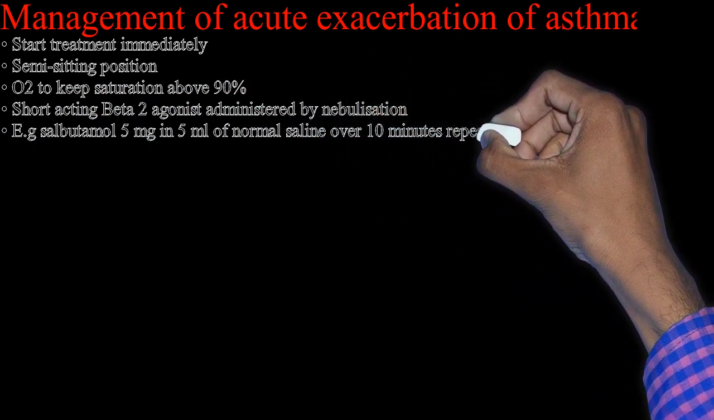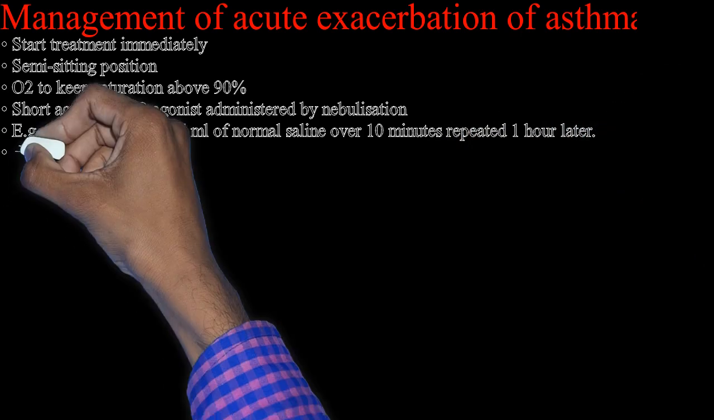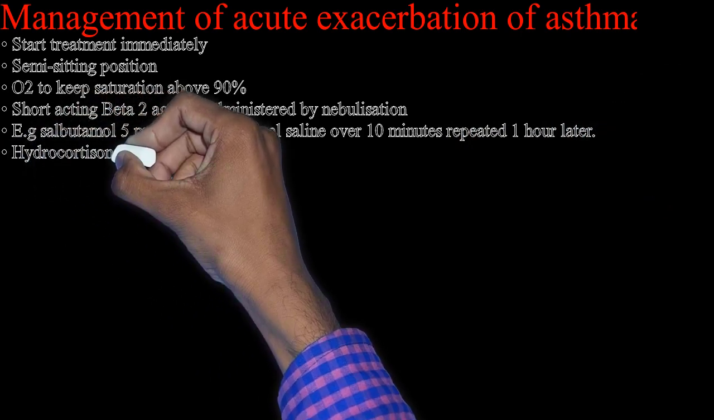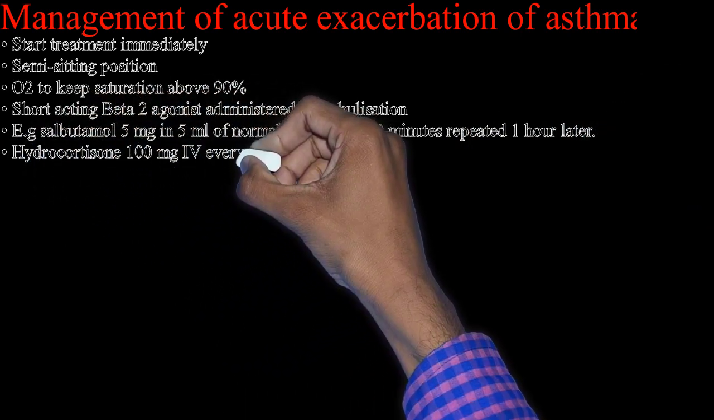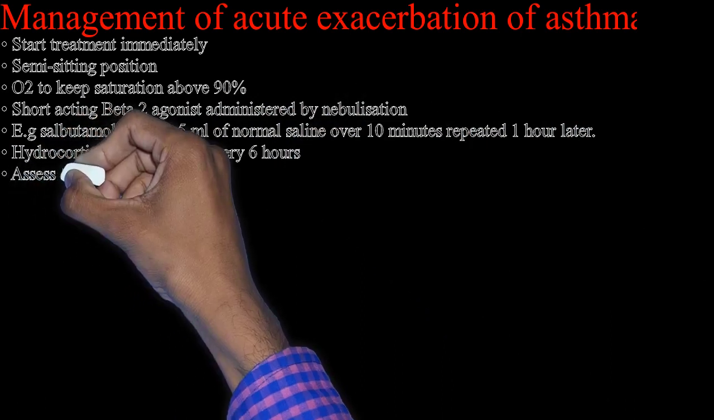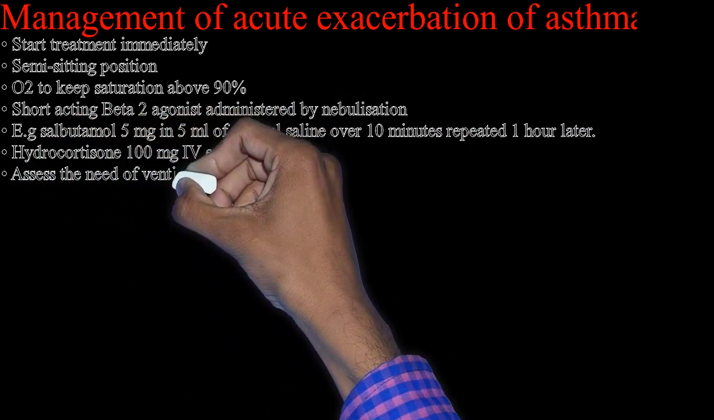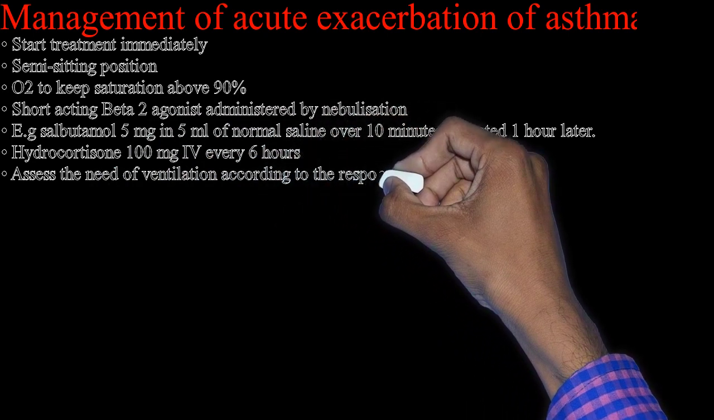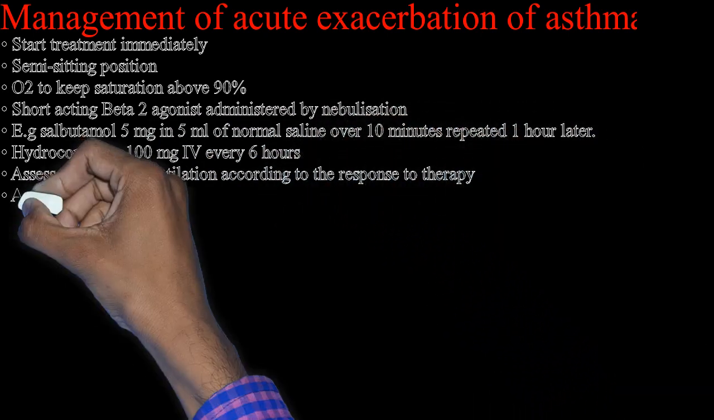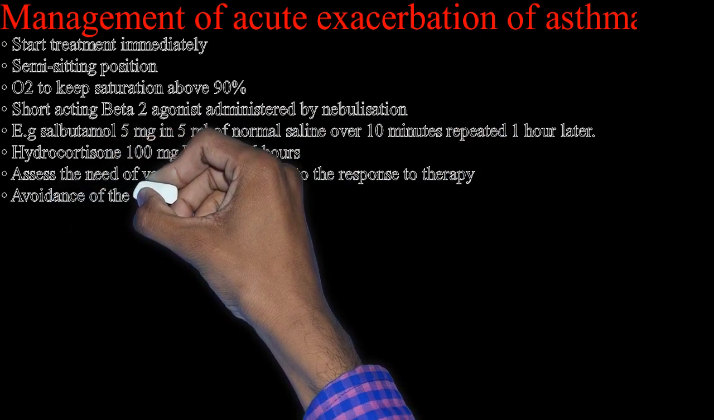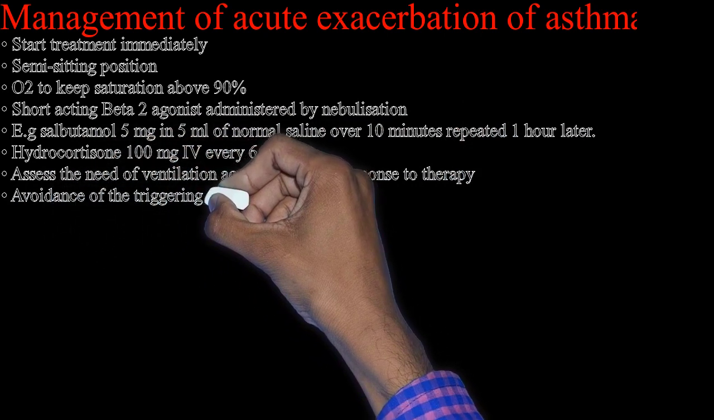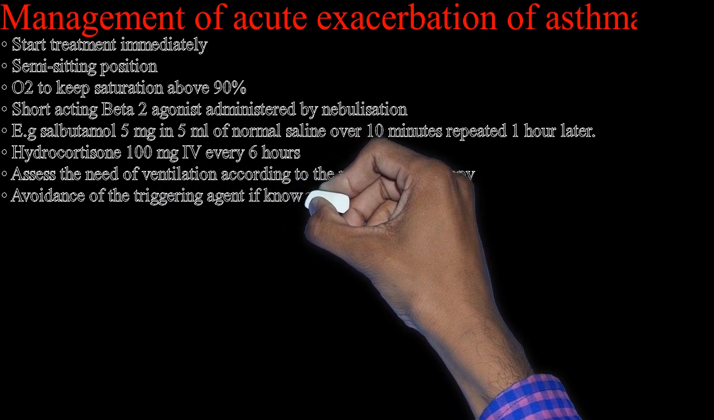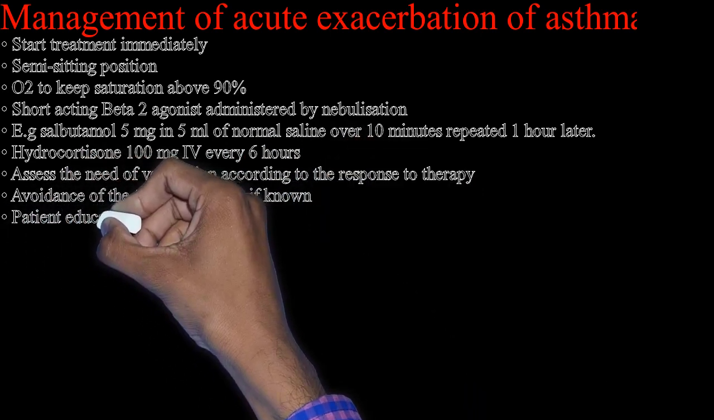You can administer an intravenous steroid, hydrocortisone, 100 mg given 6-hourly. You assess the need for ventilation according to the response of the patient to the therapy. You try your level best to avoid triggering agents, if of course it is known. You as well educate the patient on the medication and other strategies of avoiding a recurrence.